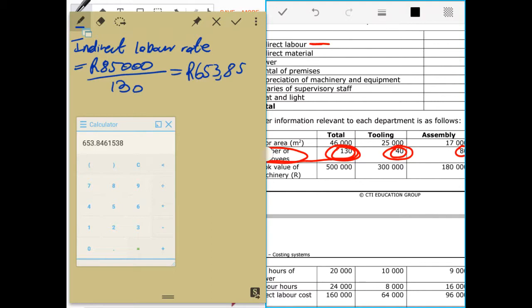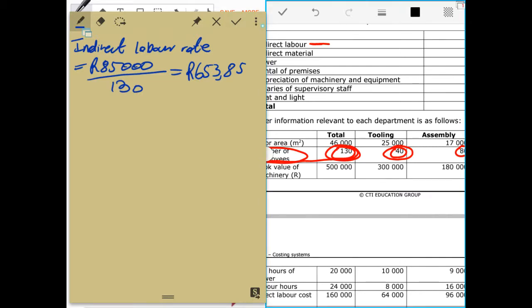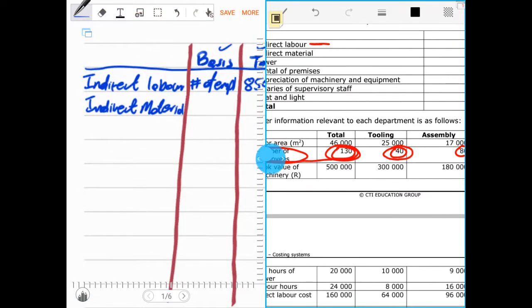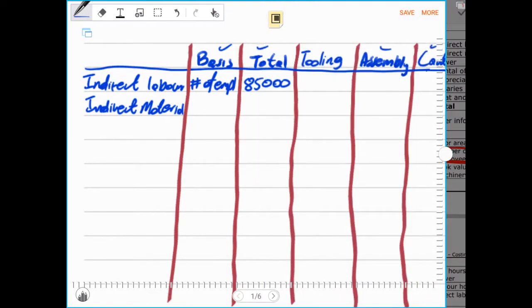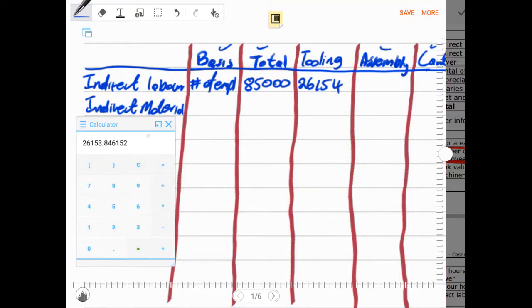Then we allocate this to the first department, and the first department is tooling with a total of 40 employees. Then we say times by 40, then this will give us 26,154. That is the allocation of the indirect labor cost to the tooling department. Then we allocate to other departments. We start again.